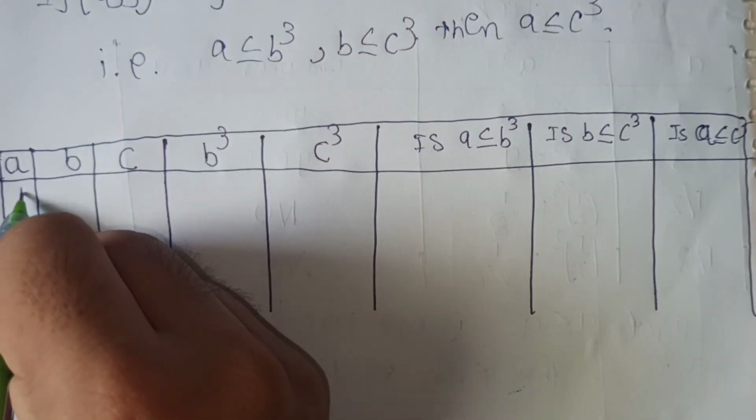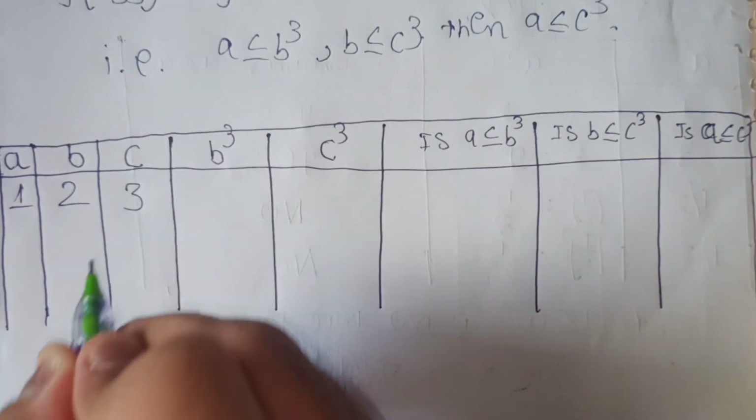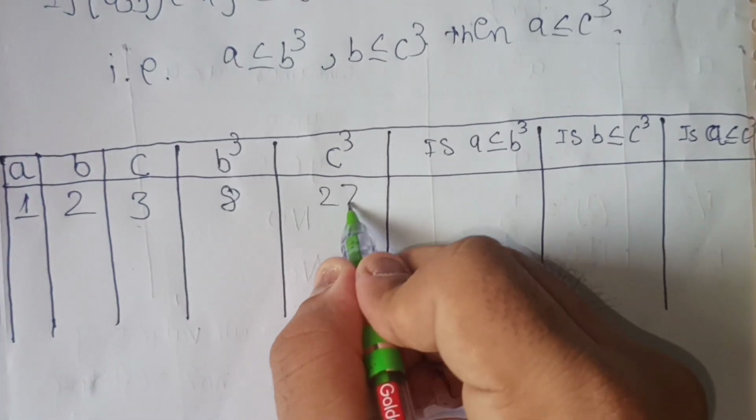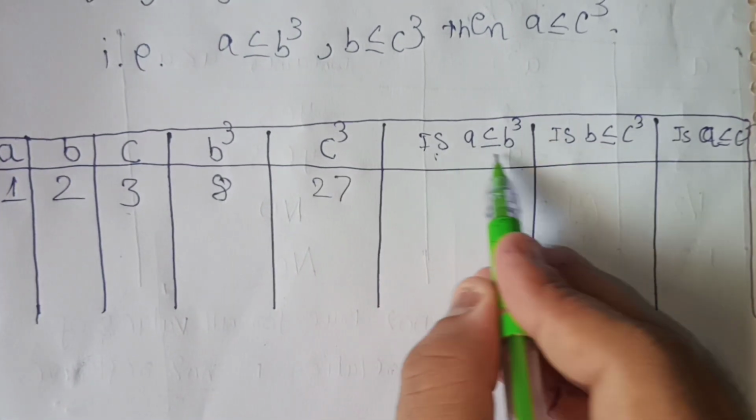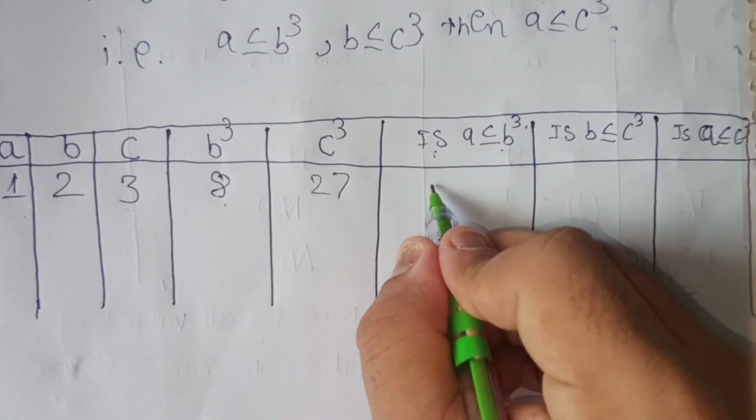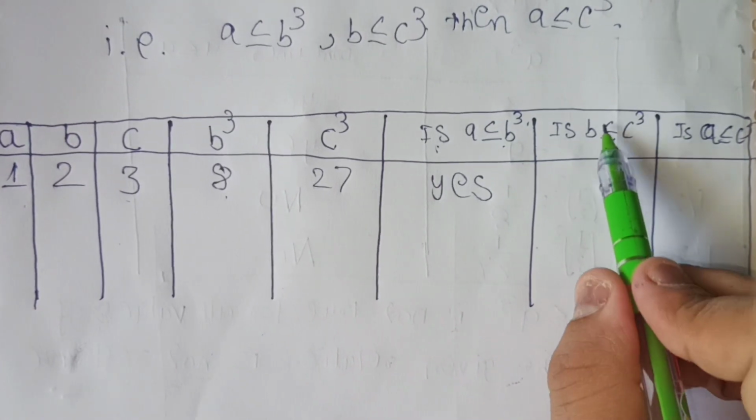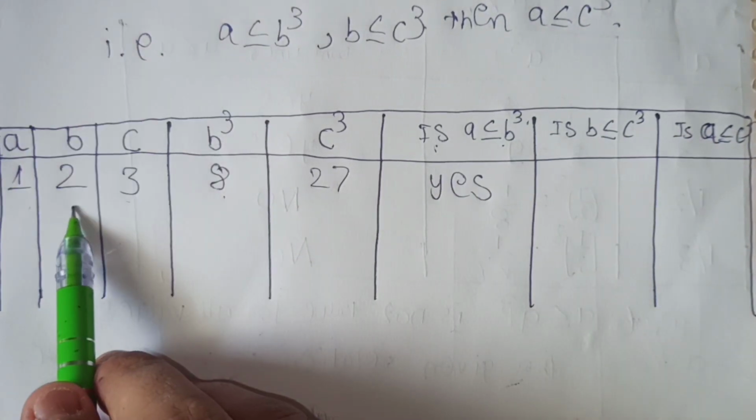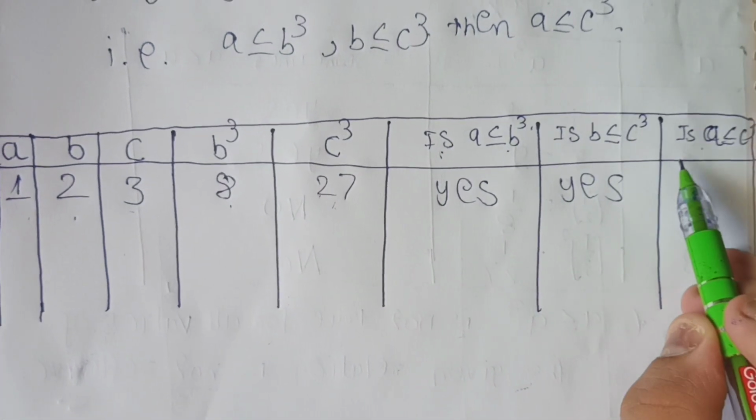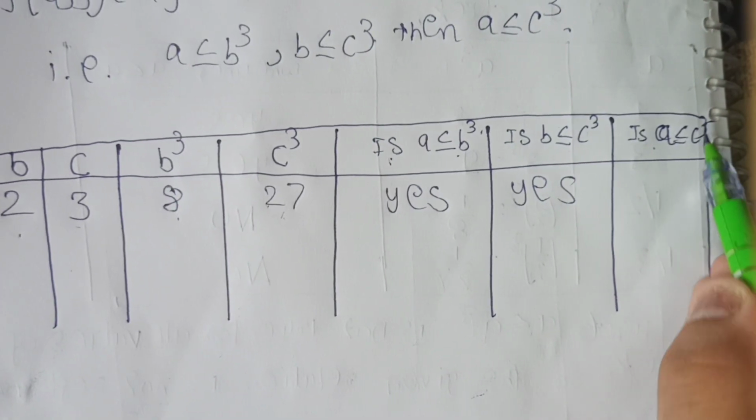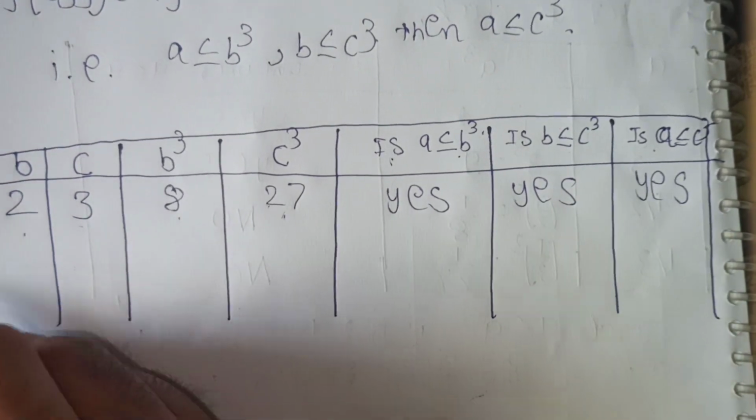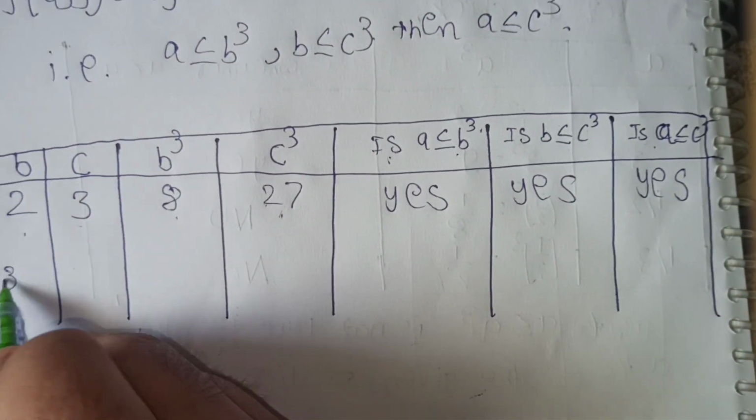We will take a is equal to 1, b is equal to 2 and c is equal to 3. Therefore b cube will be 2 cube which is equal to 8. c cube will be 3 cube which is equal to 27. Now we have to check whether a is less than or equal to b cube. a is 1 which is less than 8. This is correct. Is b less than or equal to c cube? b is 2 which is less than 27. Therefore this is also correct. And is a less than or equal to c cube? a is 1 which is less than 27. This is also correct.